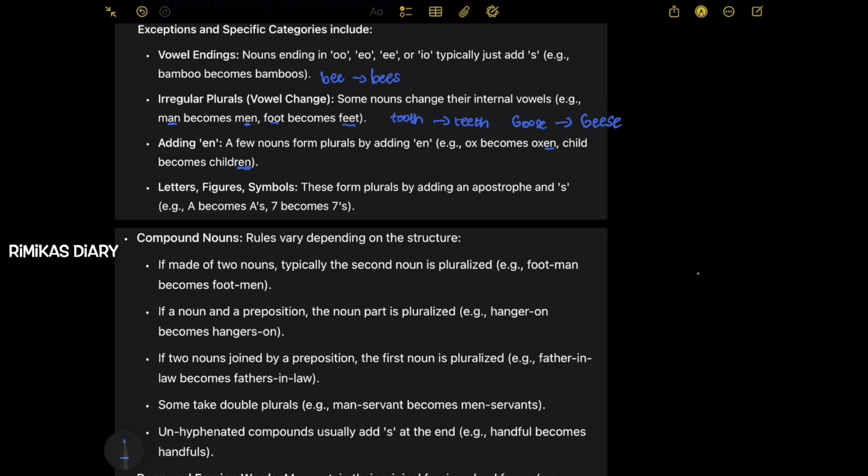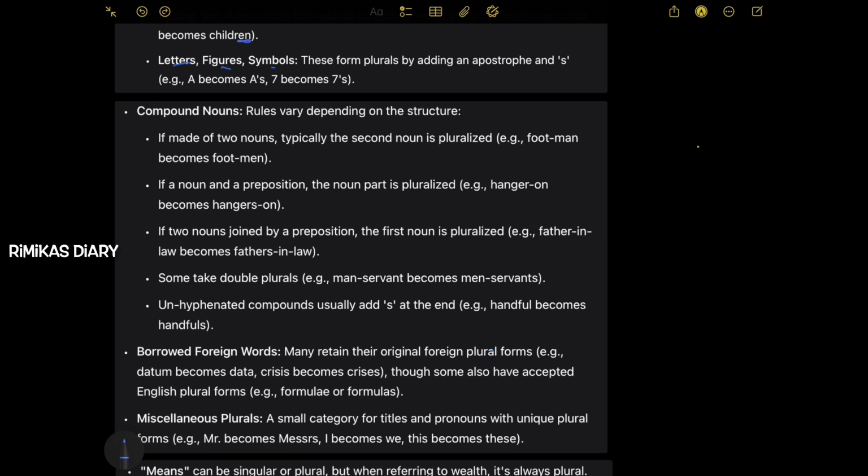Letters, figures, symbols. These form plurals by adding an apostrophe and s. Example, A becomes A's, 7 becomes 7's. So whenever there are letters, figures, or symbols, you just need to put apostrophe s to change it into a plural form.